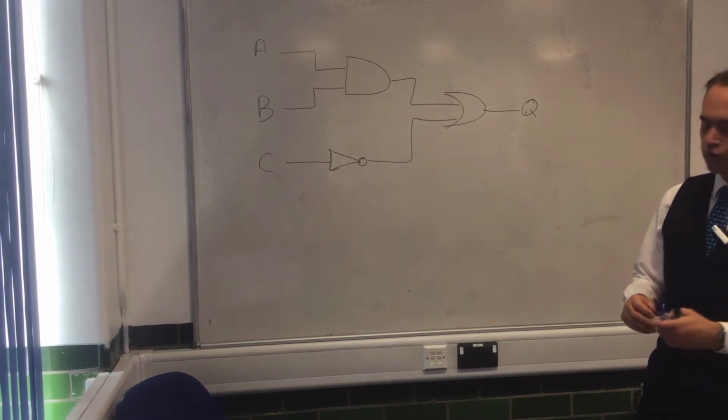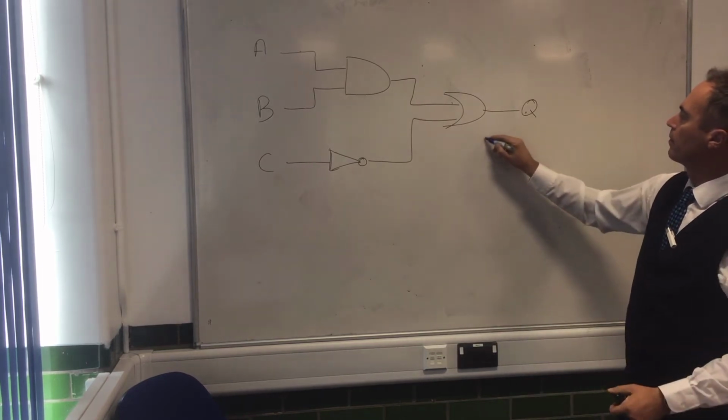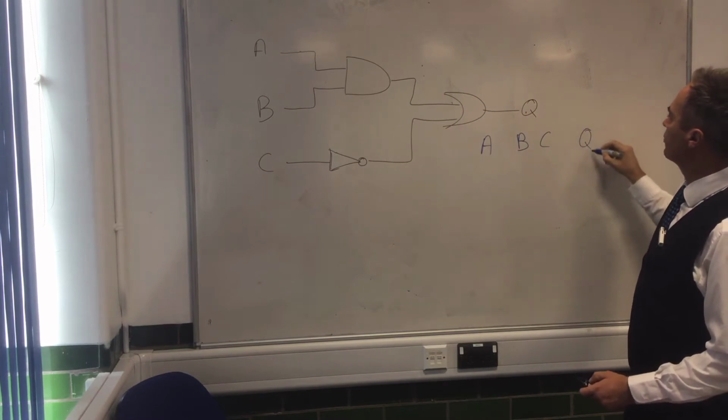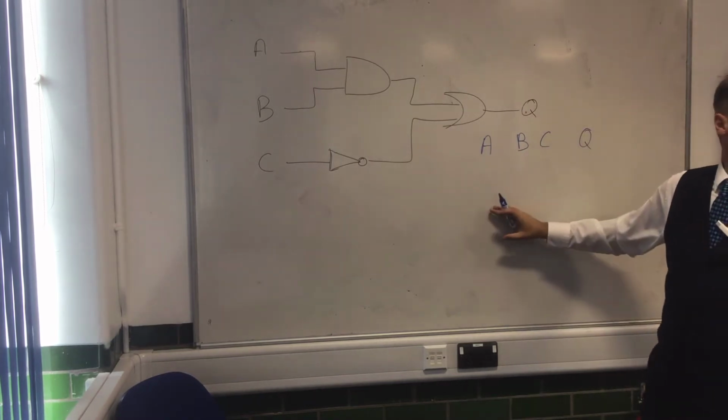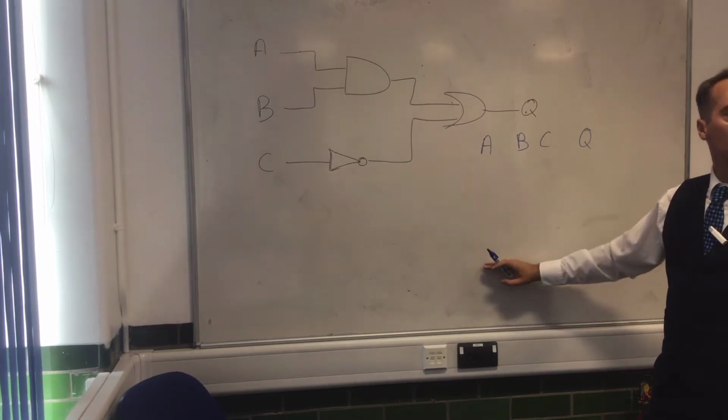Right, so let's start with the truth table. 3 inputs. And here's the output. From the last lesson, how am I going to draw my combinations of input?